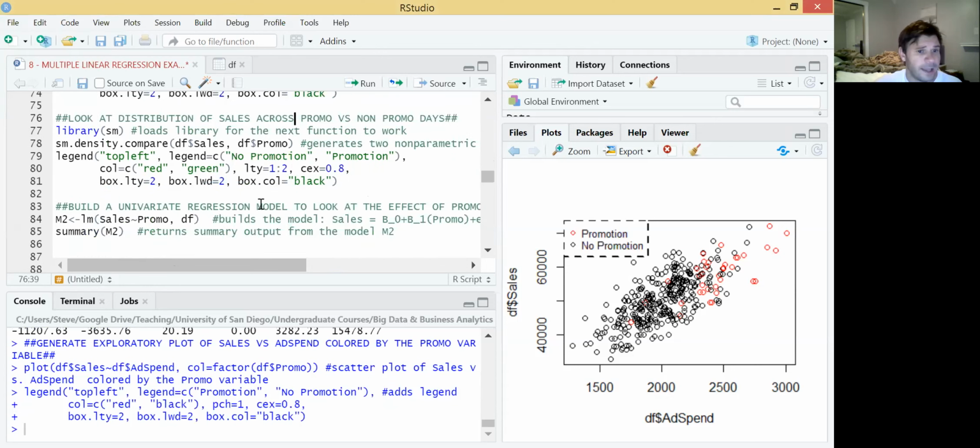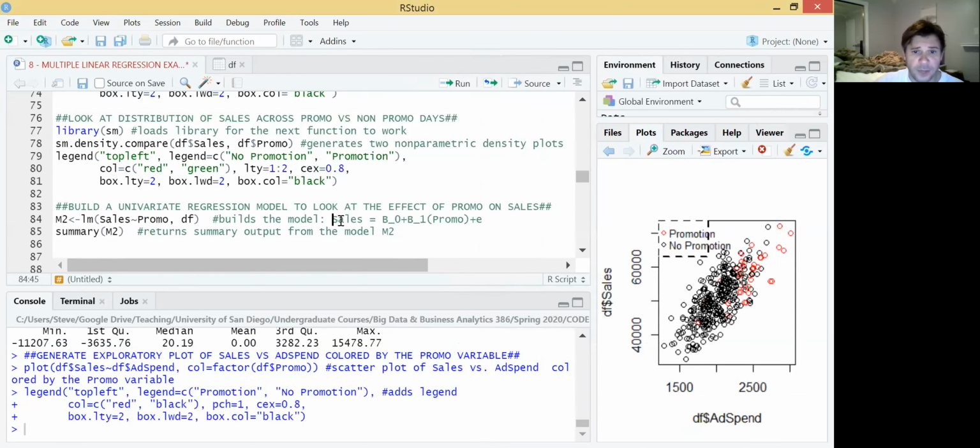But let's go ahead and build another model here that looks specifically only at how sales fluctuates with the promotion variable. We'll call this model M2. And this is the model we're going to build, where we have sales on the left. We're going to have promo on the right. And remember, promo is a type of dummy variable. It's either 0 or 1.